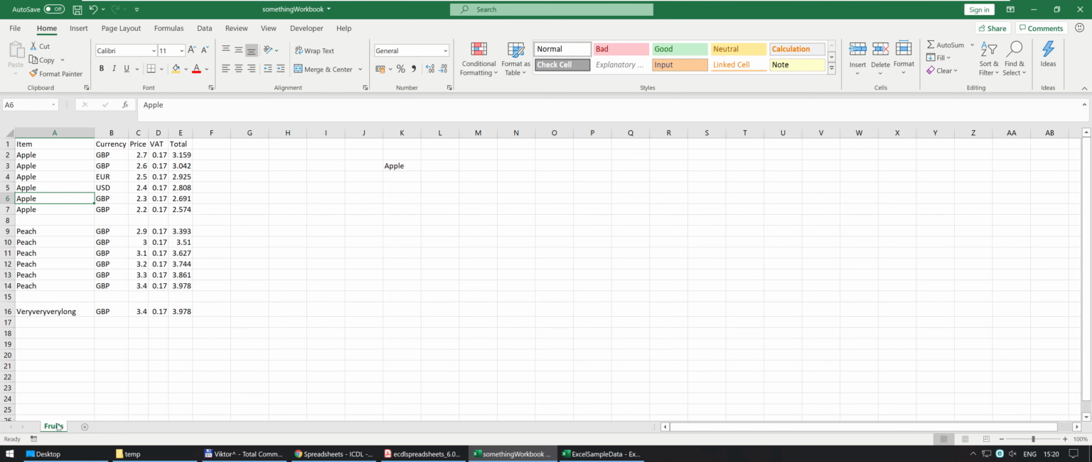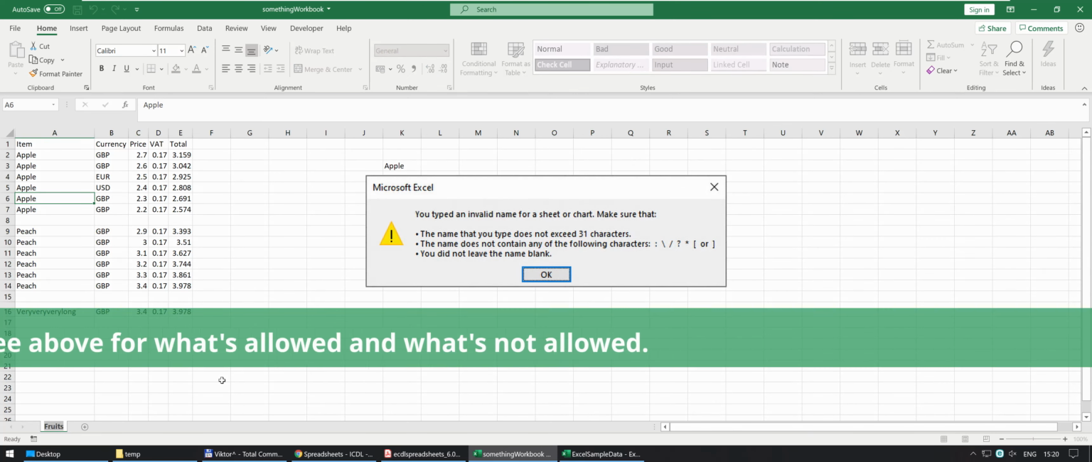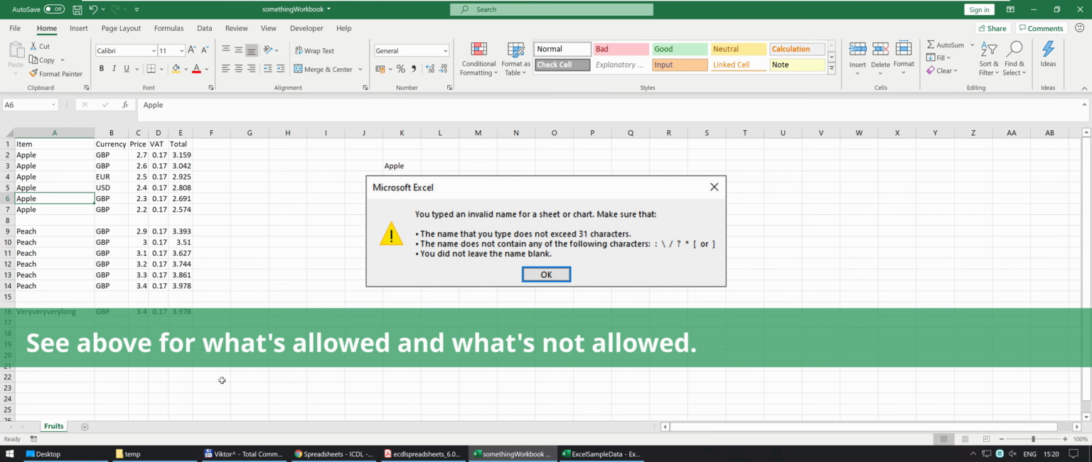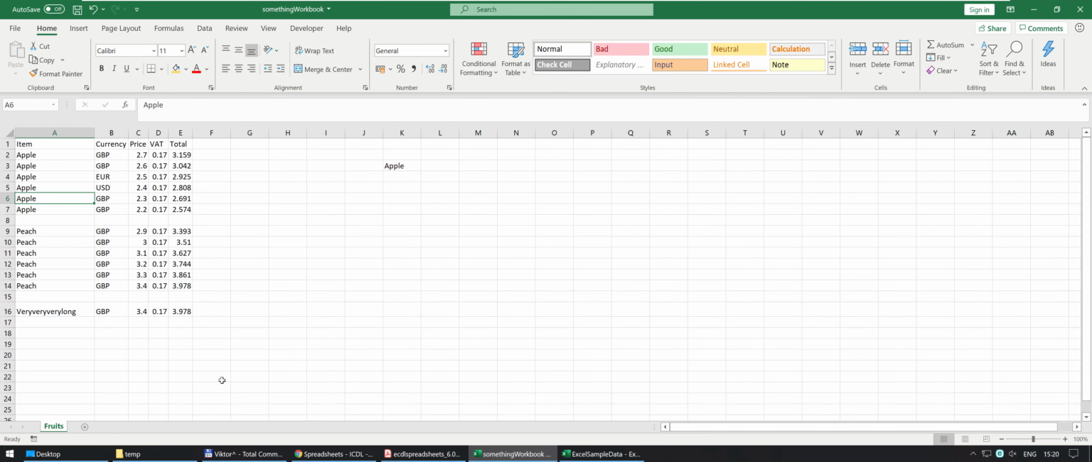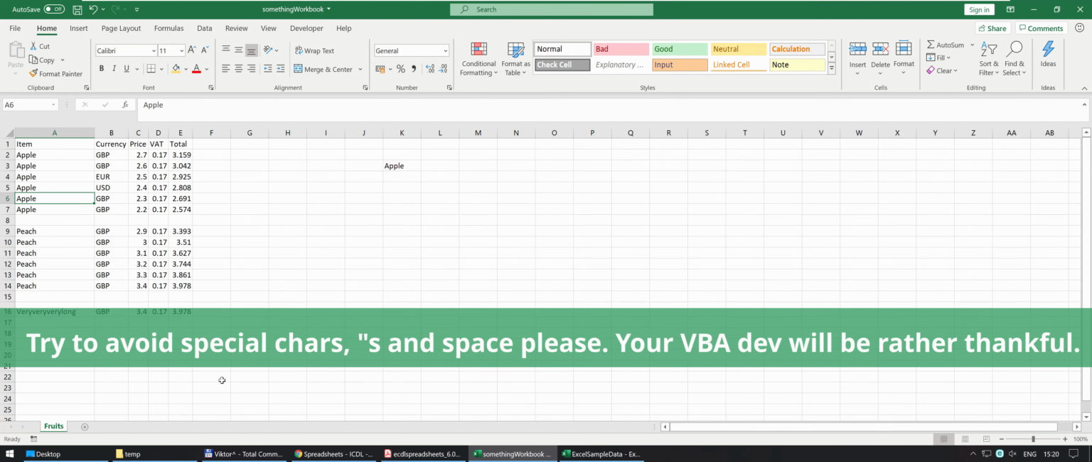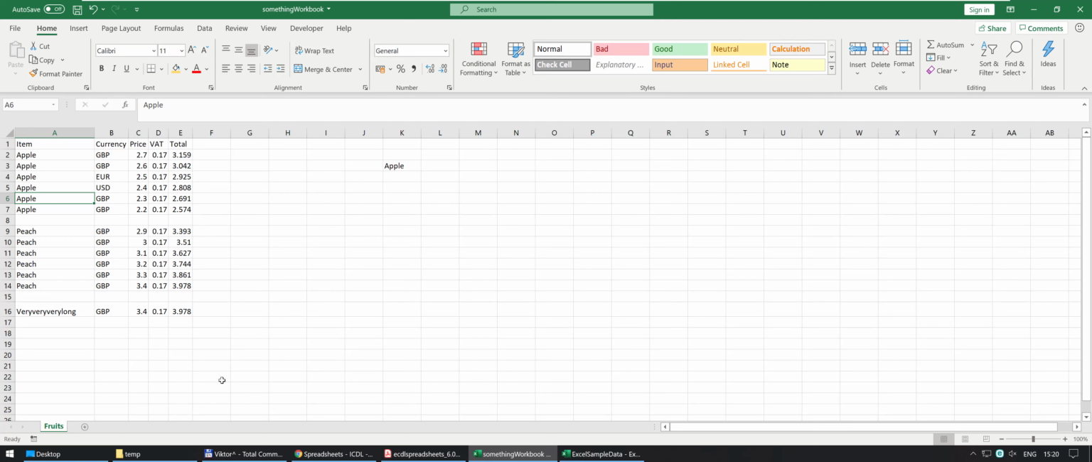There are certain characters you can't have in sheet names. You try to not use special characters, especially because if someone's coding Visual Basic for you, it makes life a lot easier for your developer. So try to avoid special characters and double quotes, and if you can avoid spaces as well, you can always use underlines.